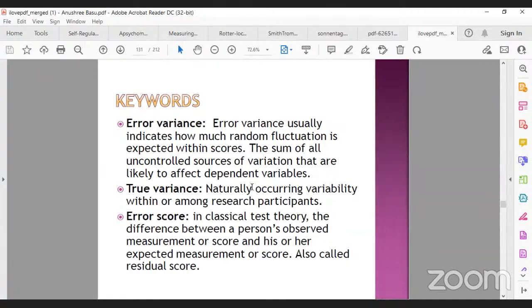True variance is naturally occurring variability within or among research participants. So even if the test is the same and the participant is the same, it is assumed that there is some naturally occurring variability within or among research participants. This means that some amount of variability will be there even if all the external sources are controlled. That is why, when we use statistics, the confidence interval, do you know what is the meaning of those two confidence intervals which we use in statistics?